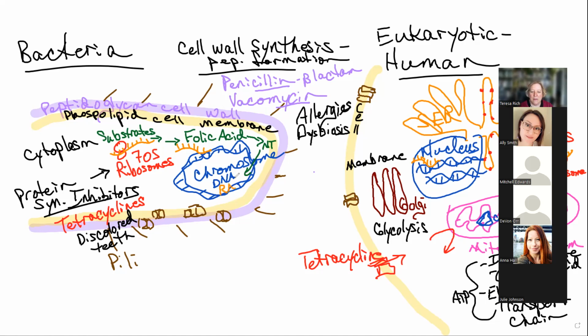So folic acid is very important to synthesis of DNA and RNA. And if you don't have DNA and RNA, you can't make protein. So indirectly, it inhibits protein synthesis. But we call drugs that inhibit this process folic acid inhibitors.